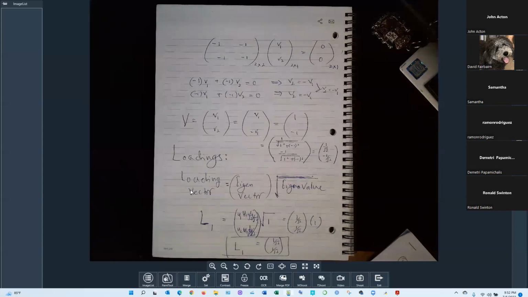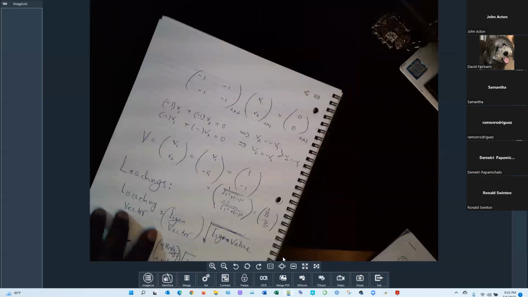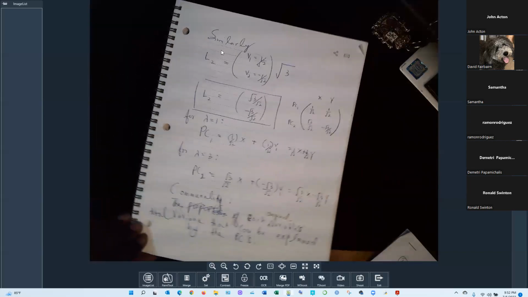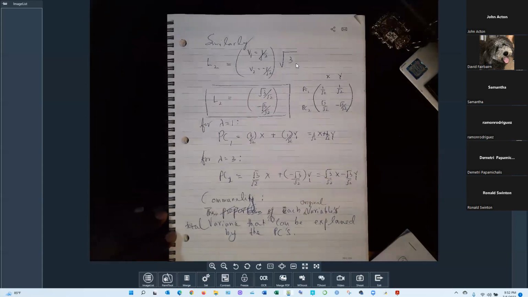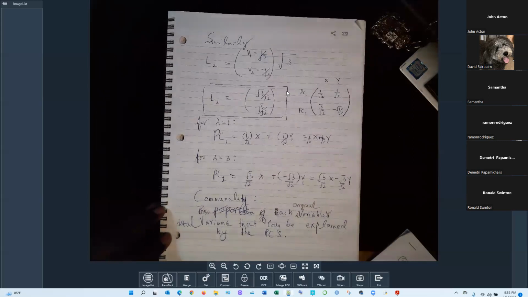Then the loadings are nothing but your eigenvectors times the eigenvalue. Look at the eigenvector: you have 1 over root 2, 1 over root 2 earlier, when lambda equals 1. That should be multiplied by 1. Then you get the loadings, 1 over root 2, 1 over root 2. The second loading would be what? See, V1 and V2, multiplied by their eigenvalue. So then you're going to have this loading. So these are the loadings.